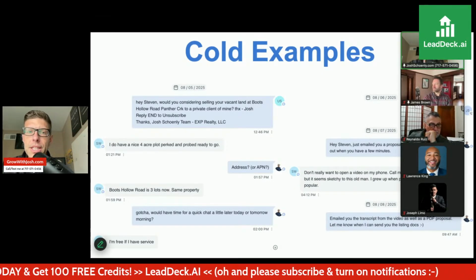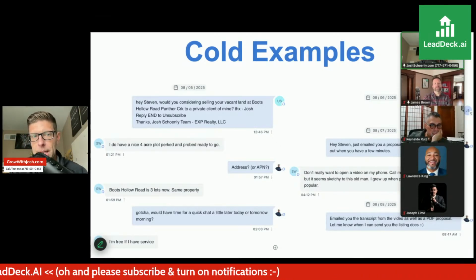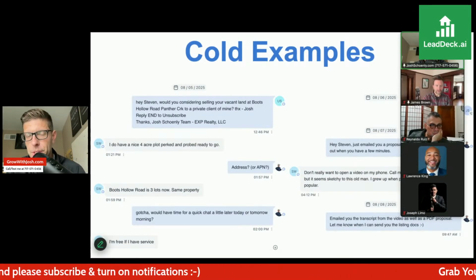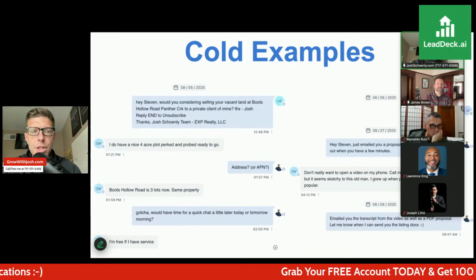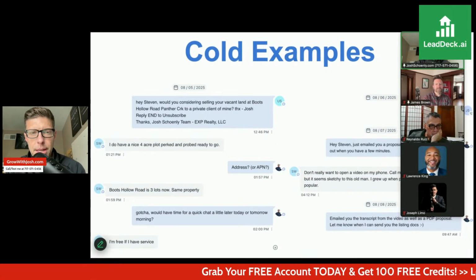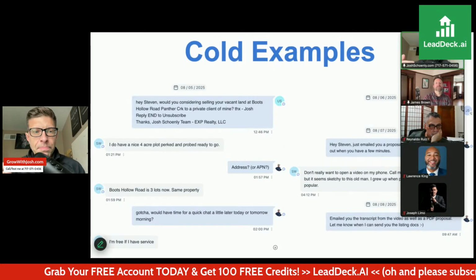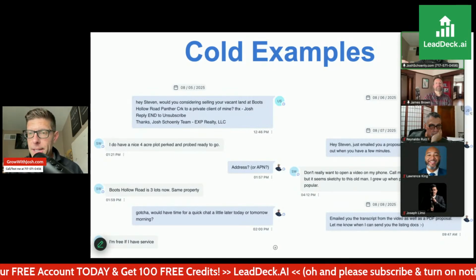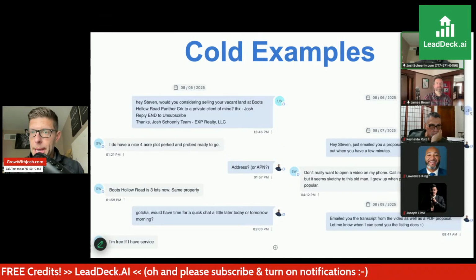Would you consider selling your vacant land at street address, or, in this case, it wasn't a specific number, it was on Boots Hollow Road, to a private client of mine. I do have a nice 4-acre plot, perked and probed, ready to go. We had this text exchange. The pivot, right? Here's what you have to do on cold outreach by text or email.